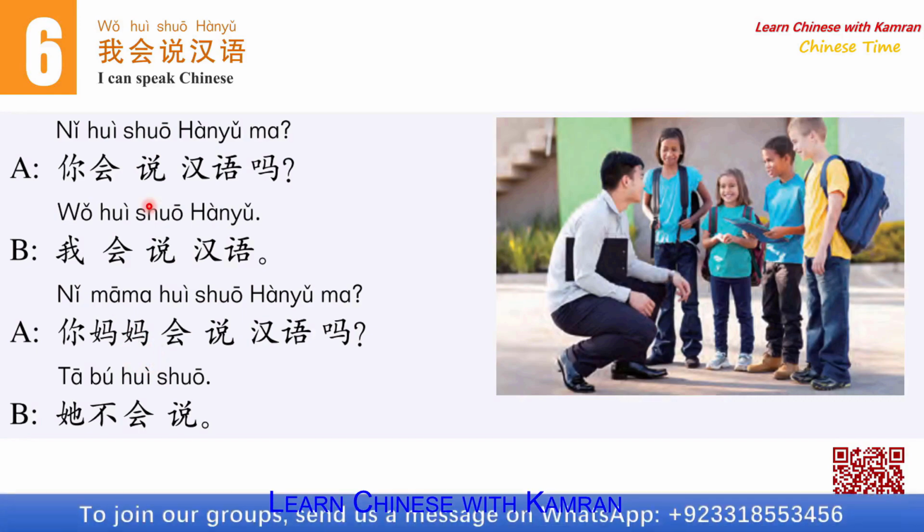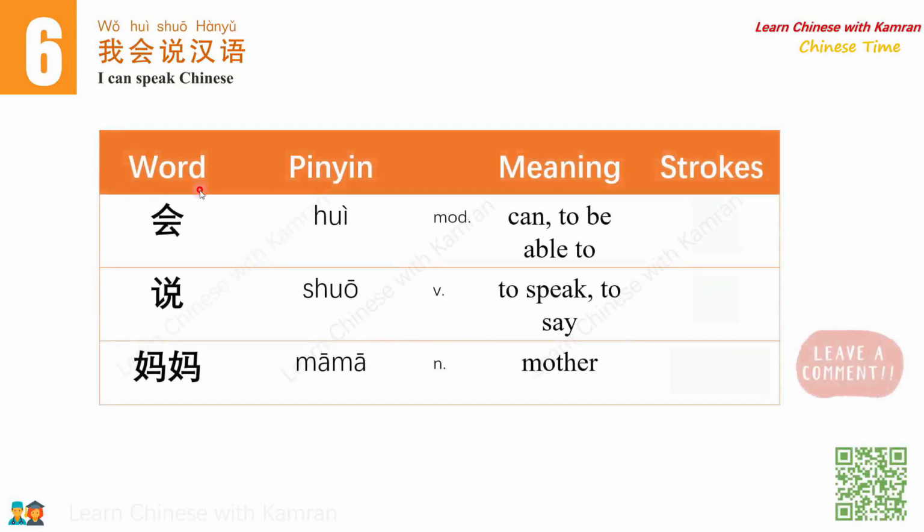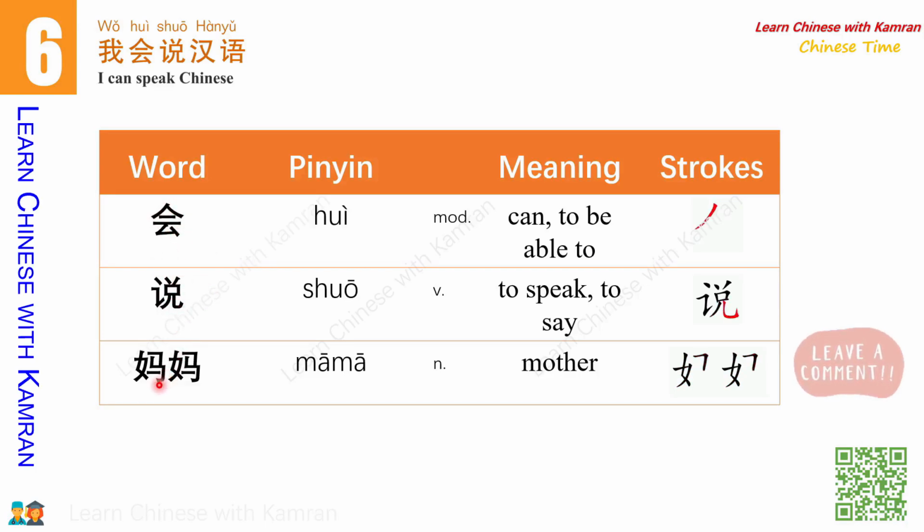Let's see what are the new words which we have covered in this dialogue. So the first word is 会. It means can, to be able to do something. 会说 means to speak, to say. When you say 会说, I can speak. 会做, I can do. Whenever you add 会 and then you add some action verb, it means I can do this. 会说, I can speak. 我会说, I can speak.